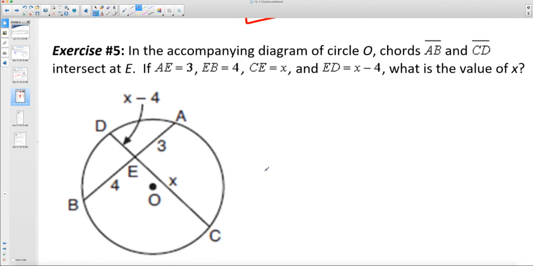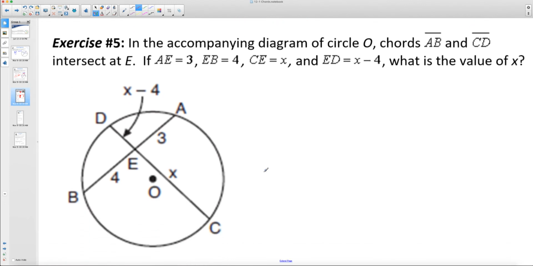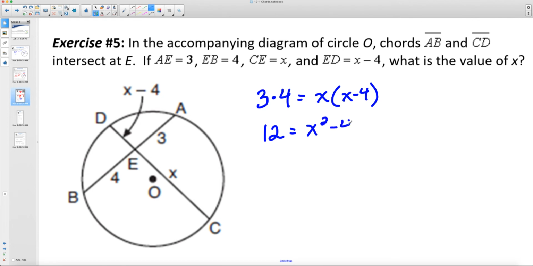And then this last one, again, just slightly different. It's going to require us to do a skill we learned from Algebra 1. Two intersecting chords, okay, fine. So we'll go ahead and do 3 times 4 equals x times x minus 4. Let's distribute out the right side. Now we have a quadratic, we have an x squared, so we're going to move everything over to one side and set it equal to 0.